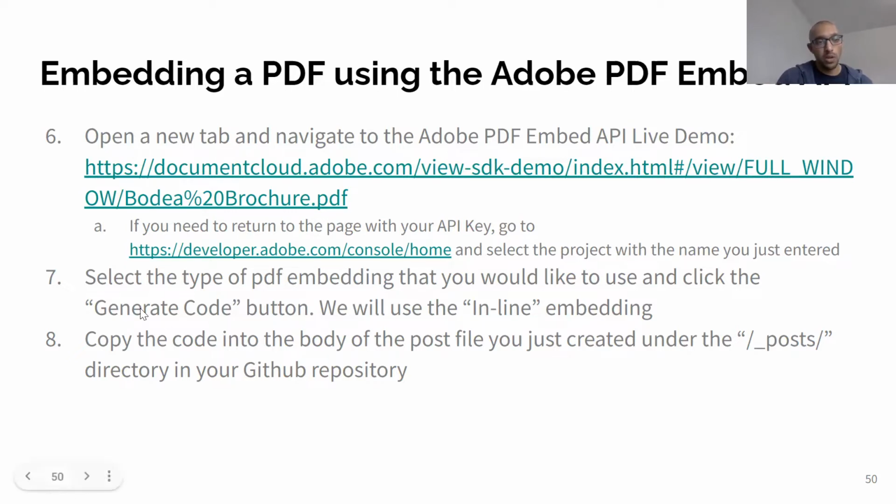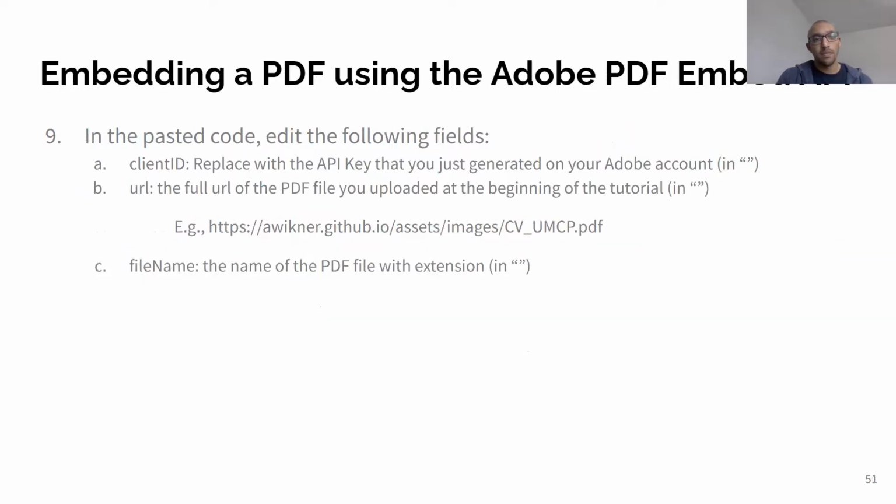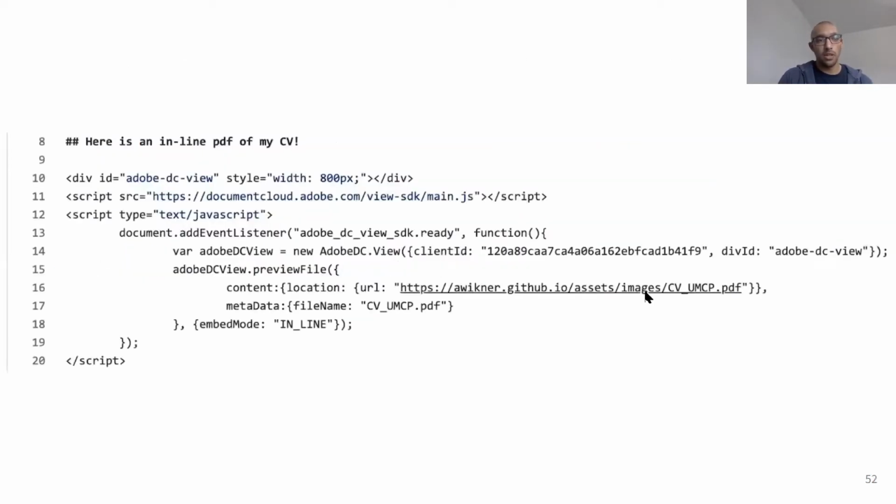Once you generate the code, copy the code into the body of the post file that you just created under the posts directory in your GitHub repository. So the code should look something like this, and when you've pasted it into the body of your post file in your repository, it should look something like this.